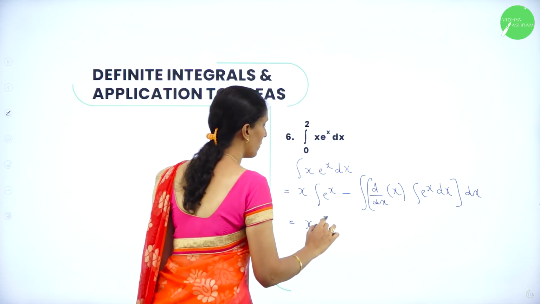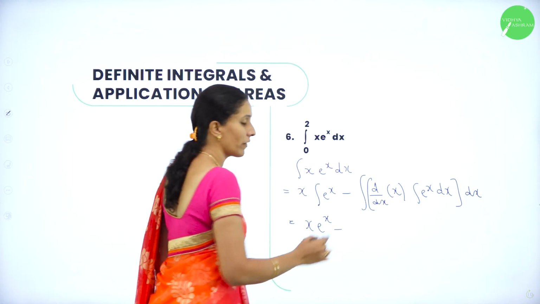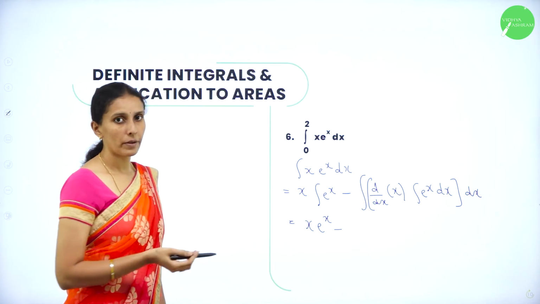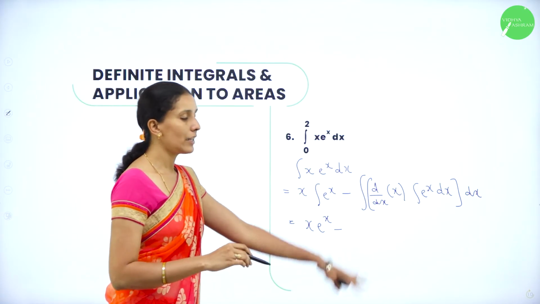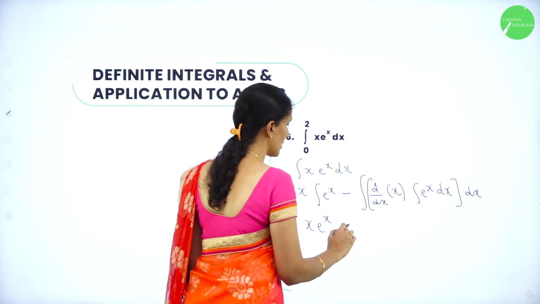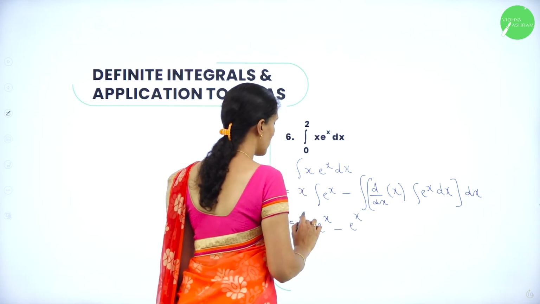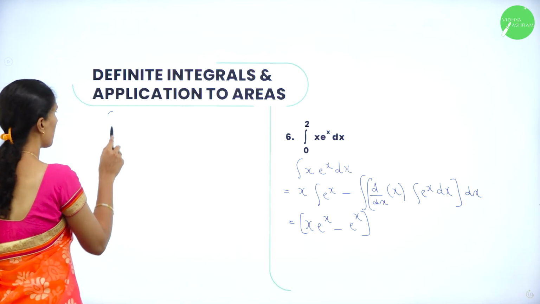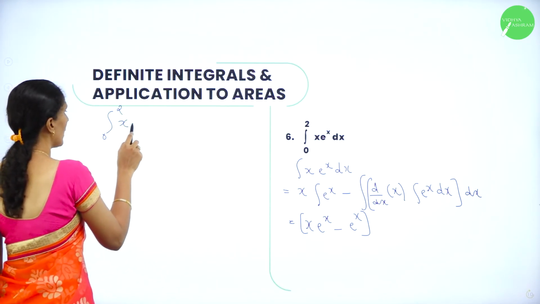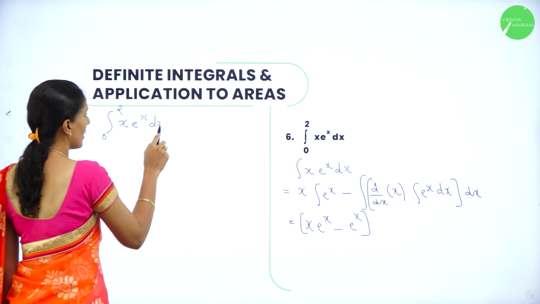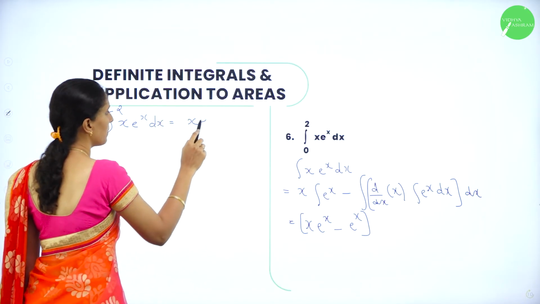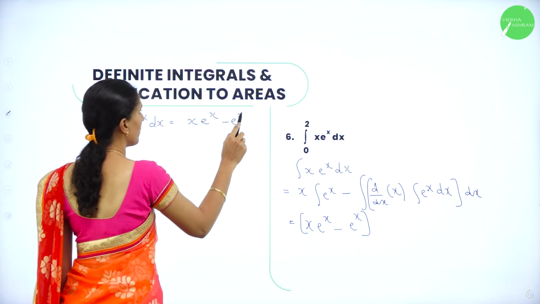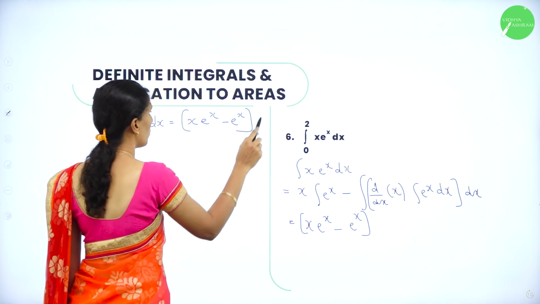So let's see the value. x into e power x, minus derivative of x, which is 1. Integration of e power x is e power x. Again, integration of e power x is e power x itself. So e power x. So this is the value. Now in place of this integral from 0 to 2 of x e power x dx, I can write x e power x minus e power x from 0 to 2.